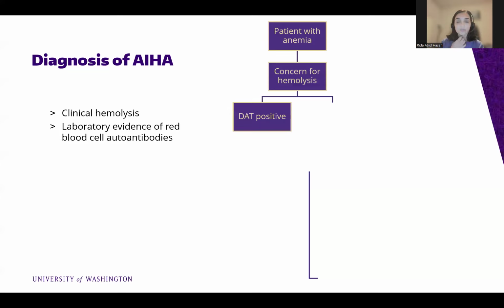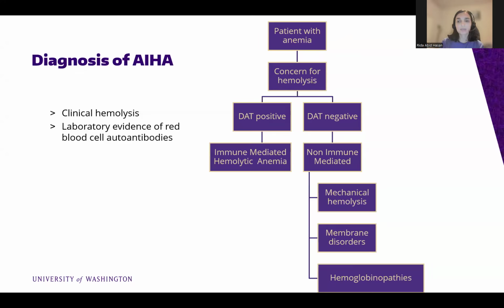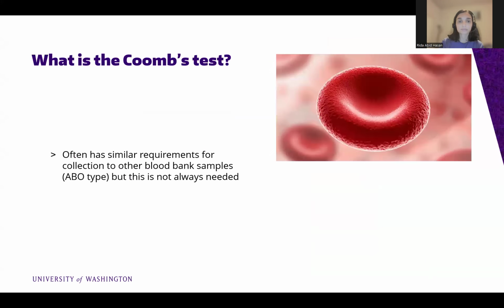The next thing the physician will do is they'll order a DAT. If the DAT is positive, that leads you down one pathway. However, if the DAT is negative, then you're thinking this is probably not immune mediated, maybe mechanical hemolysis, some kind of membrane disorder, some hemoglobinopathy, and there's a lot of other differentials you can also think of. If the DAT is positive, though, now you're thinking this is immune-mediated hemolytic anemia, and that just emphasizes that you think an antibody is the one that's causing the hemolysis. So autoimmune hemolytic anemia, cold agglutinin disease, fall within this umbrella of immune hemolytic anemias, but there are a few others that are out there.